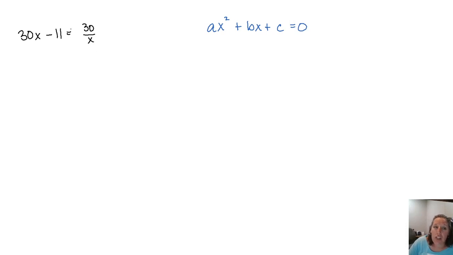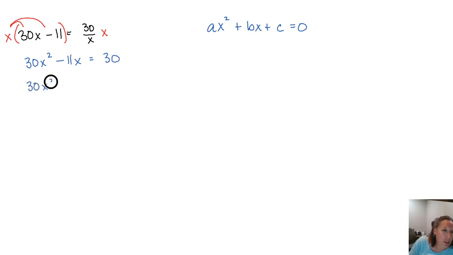But anytime you have a fraction with an equal sign, you can always multiply by the LCD of your denominators. In this case, our only thing that we're multiplying by is x, but if we do it on one side, we have to do it on the other side and distribute. So if we do that, multiplying both sides by x, that's going to give us 30x squared minus 11x on the left, and 30 over x times x. Those x's are going to cancel out, and we're left with 30. All right, we want to get everything on one side, so we can write it in that form. And so we'll subtract 30.